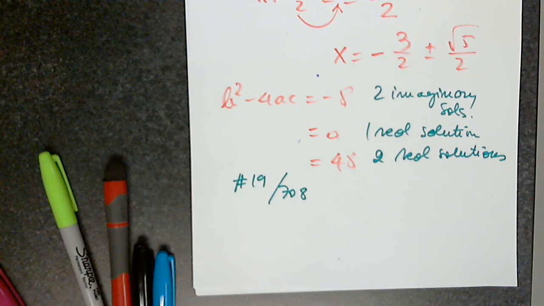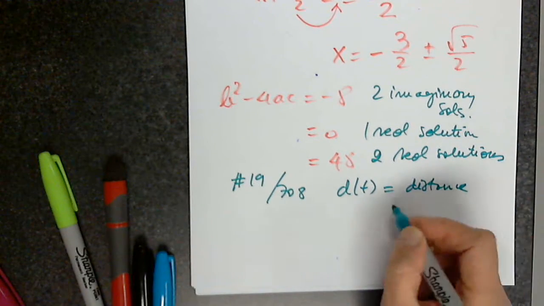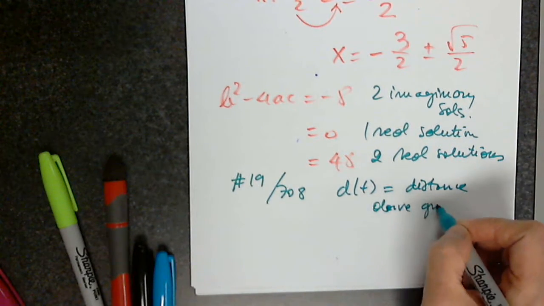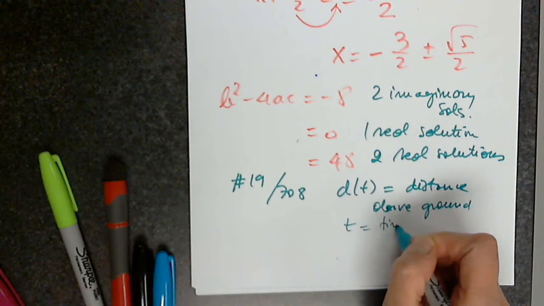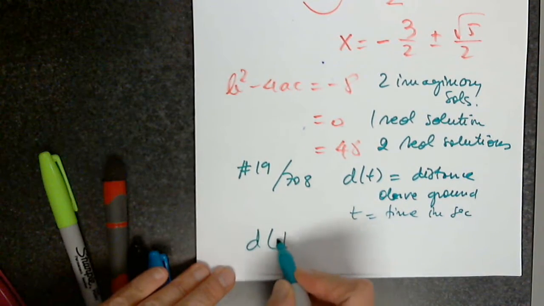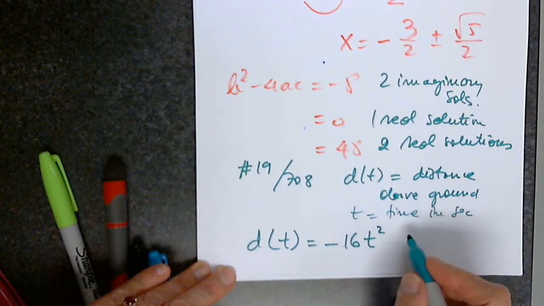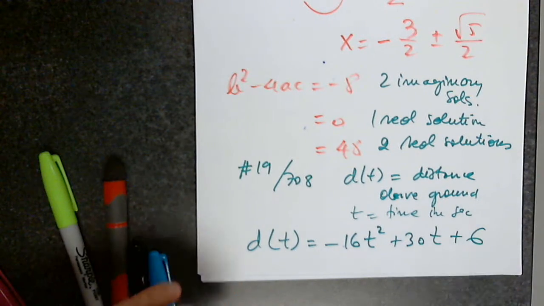Cadets graduating from military school usually toss their hats high into the air at the end of the ceremony. One cadet threw his hat so that the distance, d of t, in feet above ground, t seconds after it was thrown, so d of t is the distance above ground, t is time in seconds, and the function is given as d of t equals -16t squared plus 30t plus 6.